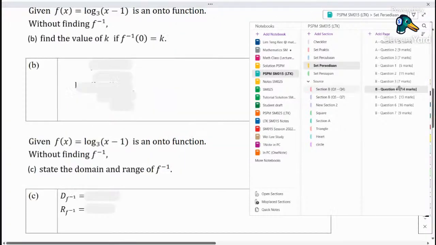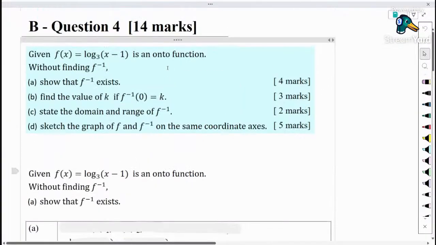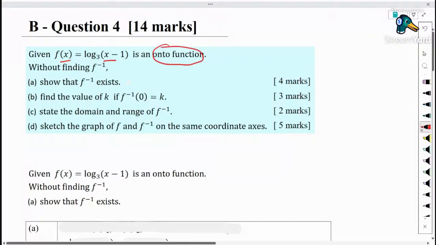Question 4. Still on chapter 5. Mark is given 14 in this paper here. And we have a few parts there to solve, A, B, C, D. And let's see what happened in this question here. You're given a log function, and you were told that it's an onto function.